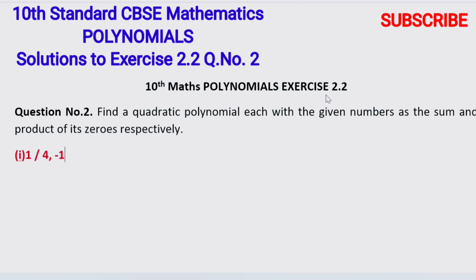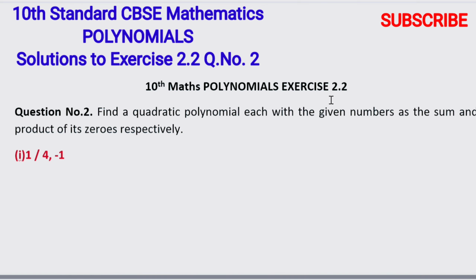Students, in this class, I am giving you solutions for 10th Mathematics Polynomial Exercise 2.2, question number 2. Already we have covered question number 1. In this question number 2 of exercise 2.2, find a quadratic polynomial each with the given numbers as the sum and product of its zeros respectively.